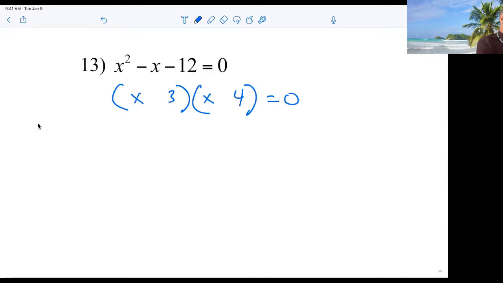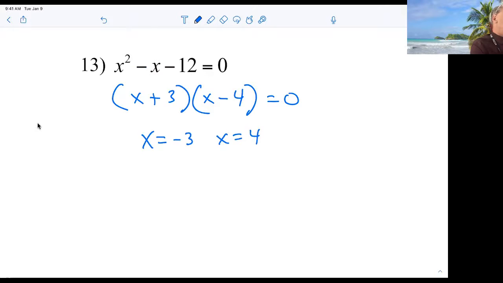And then what? There you go. So now we can just write underneath that x equals negative 3, comma 4. Beautiful. All right, I don't want to do quadratic unless I can't factor it. The quadratic formula is used when you cannot factor.